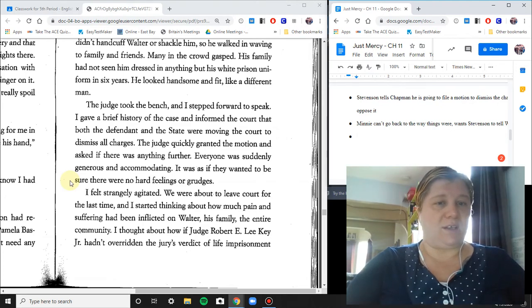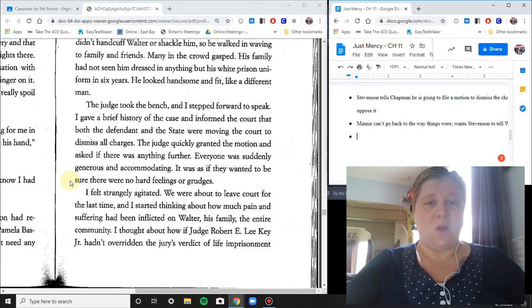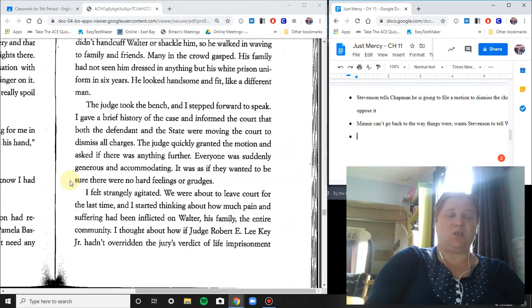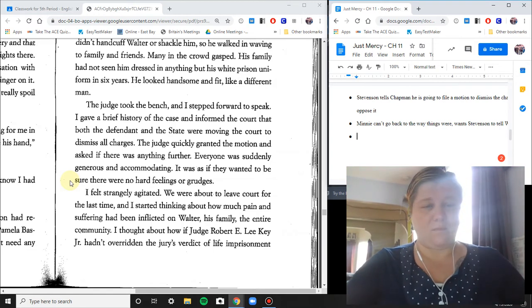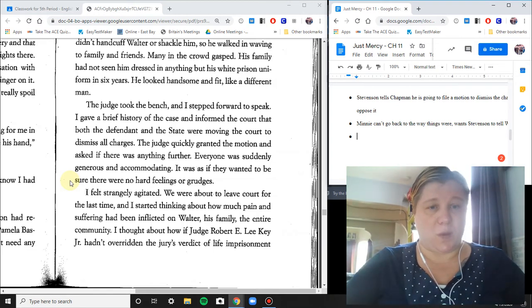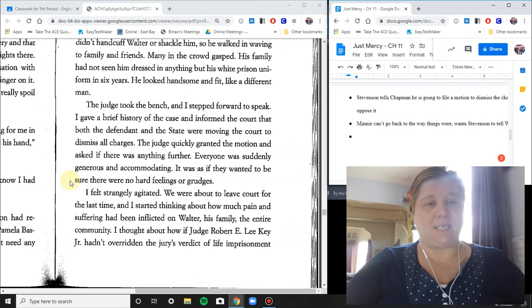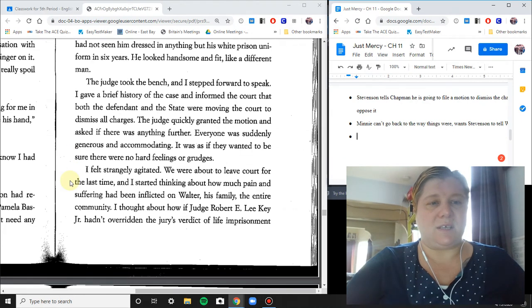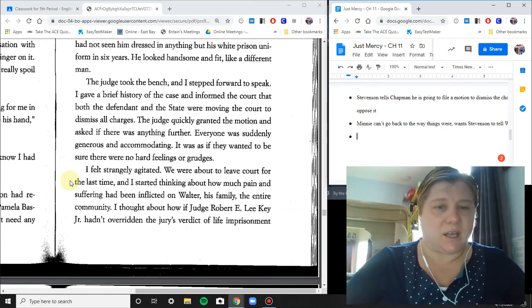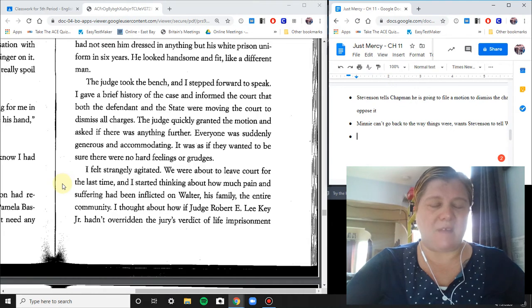The judge took the bench, and I stepped forward to speak. I gave a brief history of the case and informed the court that both the defendant and the state were moving the court to dismiss all the charges. The judge quickly granted the motion and asked if there was anything further. Everyone was suddenly generous and accommodating. It was as if they wanted to be sure there were no hard feelings or grudges.